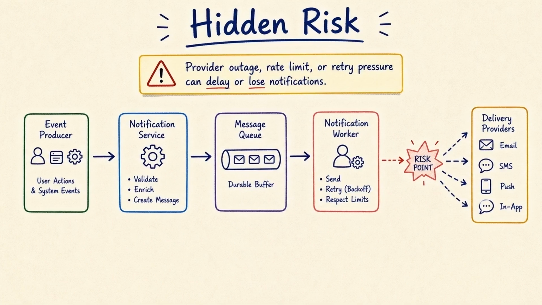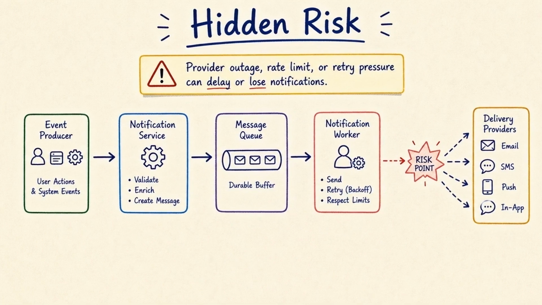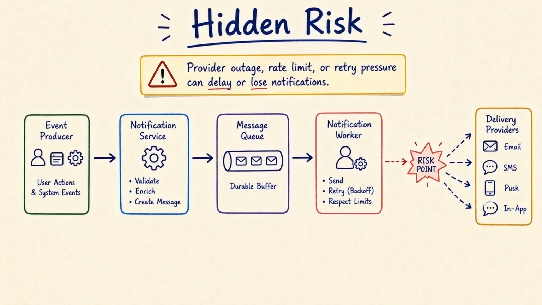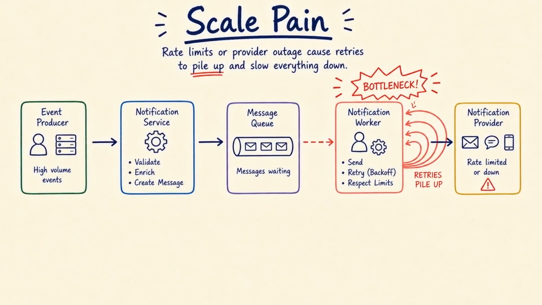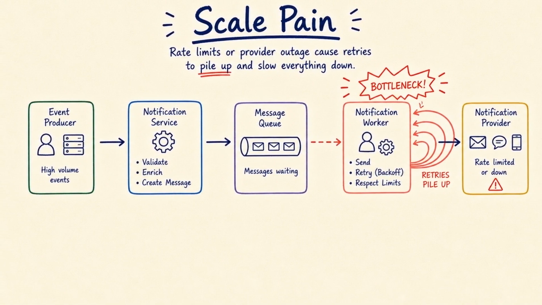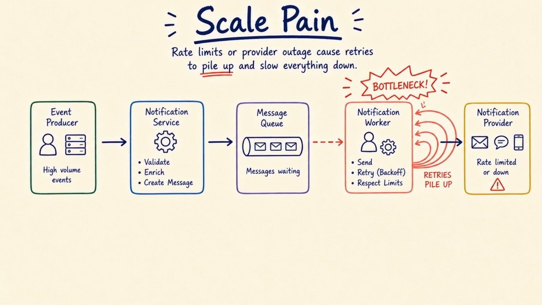Provider outages, rate limits, and retries quickly turn direct send logic into a reliability problem. The first production pressure usually shows up here. That is the moment when a pleasant diagram turns into an engineering decision.